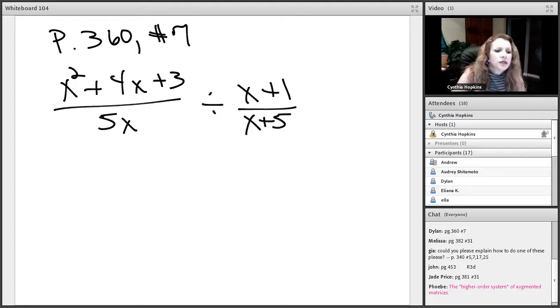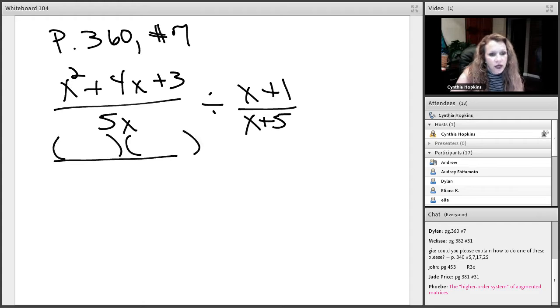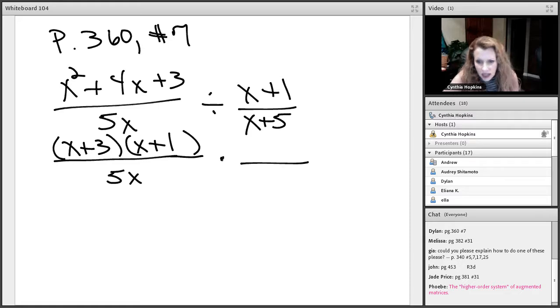All right, so I'm going to factor my numerator of the first fraction. Okay, so I have an x plus 3 times an x plus 1. Okay, then I have 5x in the denominator here. And then next what I want to do is instead of that division sign, I'm going to change that to a multiplication sign. And so dividing by this fraction is the same as multiplying by its reciprocal. So I get x plus 5 over x plus 1.